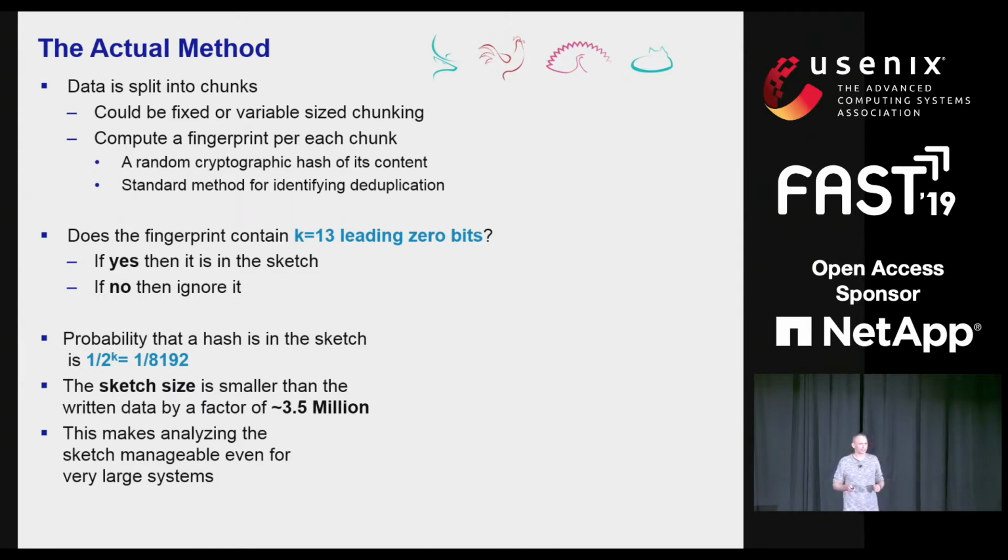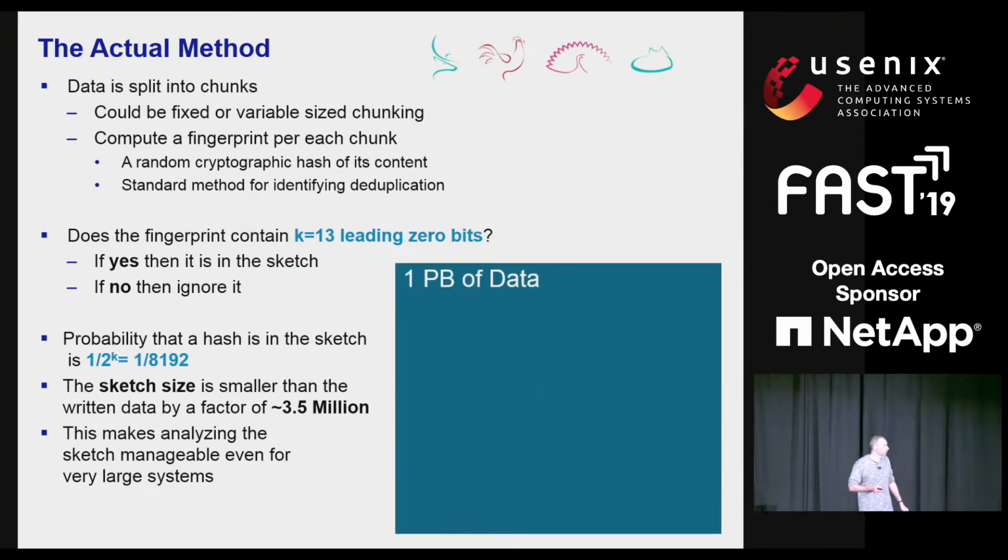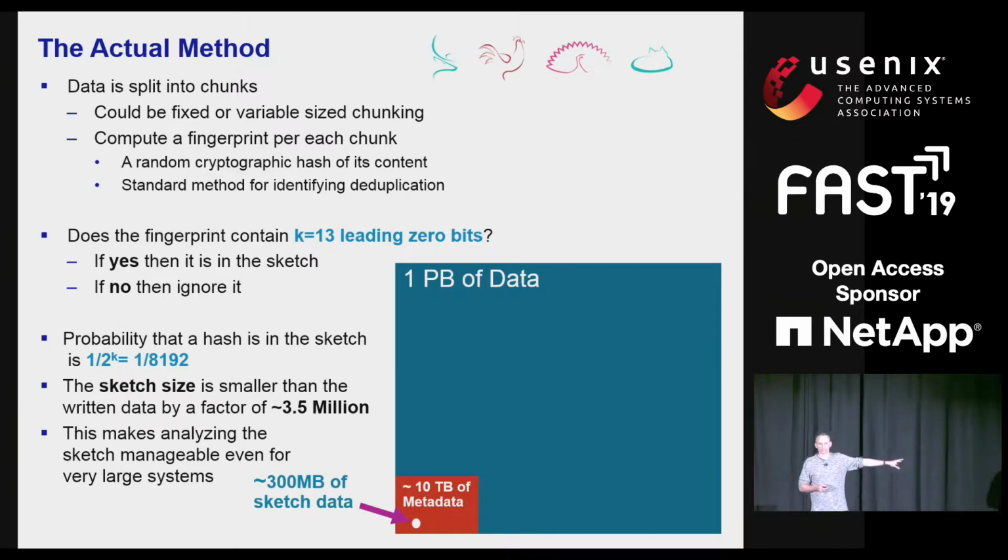It's reasonably sized data. How does this look in terms? Here's an example. If I have 1 petabyte of data in the system, a typical storage system doing deduplication will hold on the order of 10 terabytes of metadata. Now, analyzing 10 terabytes of metadata is way too hard. But the sketch is going to be 300 megabytes. And 300 megabytes is manageable.